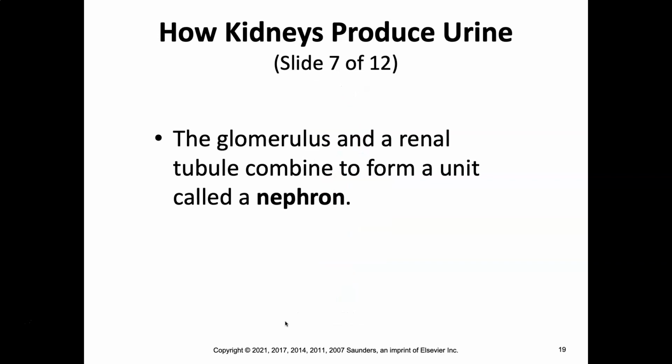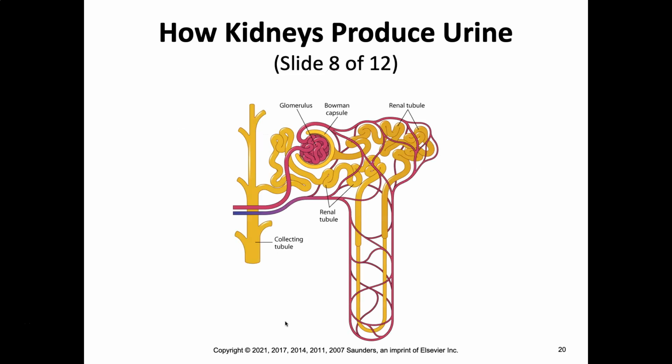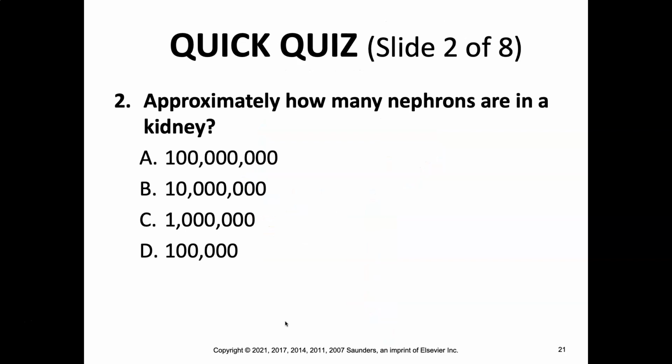The glomerulus and a renal tubule combine to form a unit called a nephron. And there are more about nephrons in your book, so I'm going to point you there to read up on those. And this is just a visual to help you see a little bit more of how that all works together. And I will let you hunt through your book for the answer on this one.